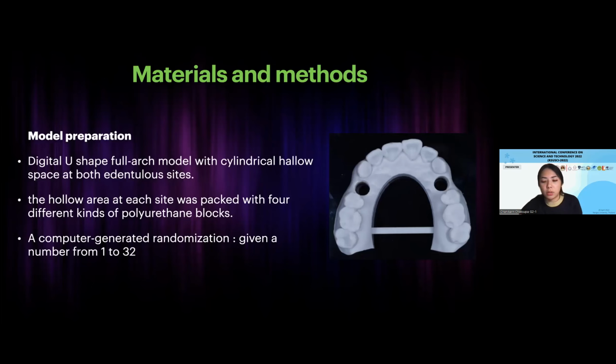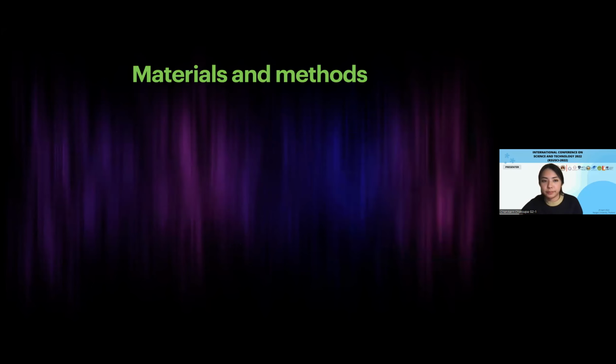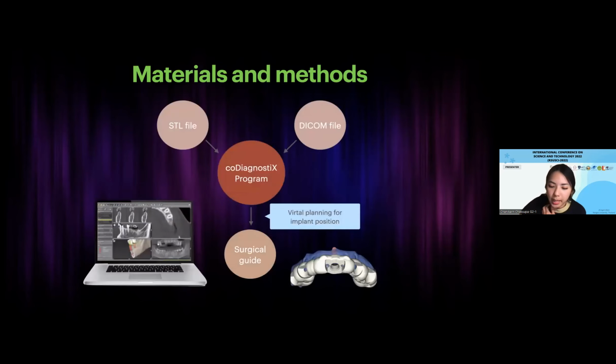32 digital models were produced using a 3D printer. The hollow area at each side was packed with 4 different kinds of polyurethane blocks. Then each model was given a number from 1 to 32 randomly, and all models were chosen for the procedure in order. Each implant was digitally planned and a surgical guide was created on the software, which is Corediagnostix.